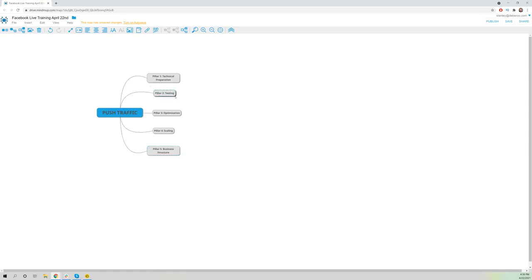All right, but we're not going to focus on pillar 5 today, because today we are going to focus on pillar number 2, which is the testing phase. All right, I'm going to make it a little bit bigger. Pillar 2, testing. That's what we are going to talk about today.